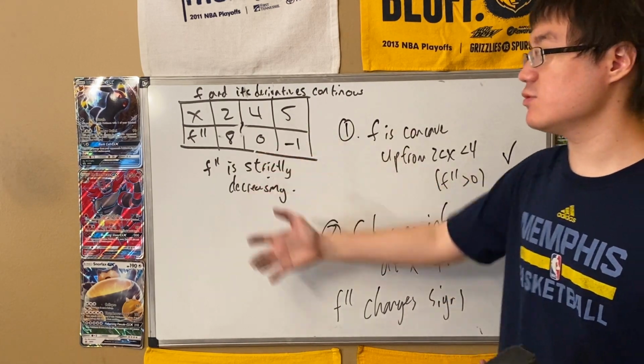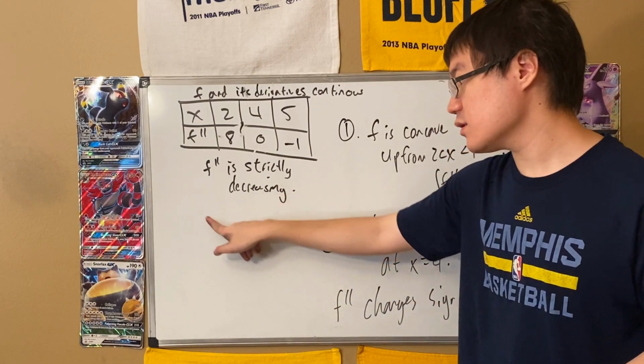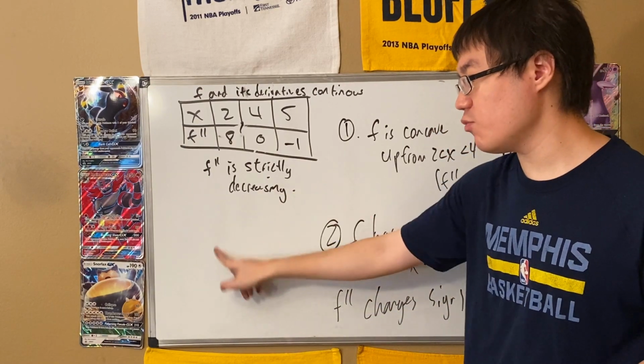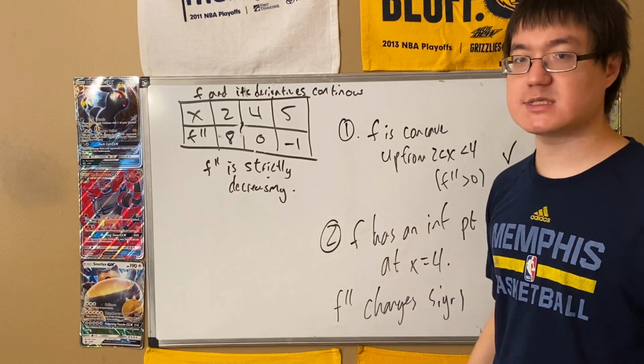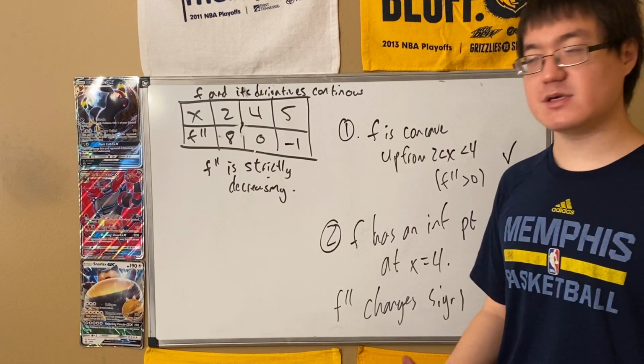But in this case, because we know f double prime is strictly decreasing, it cannot bounce at this point. It has to go 8 to 0 to negative 1. It can't go back up because then it would break this sentence. So this one is also true. So hopefully that makes sense with the dumb questions.